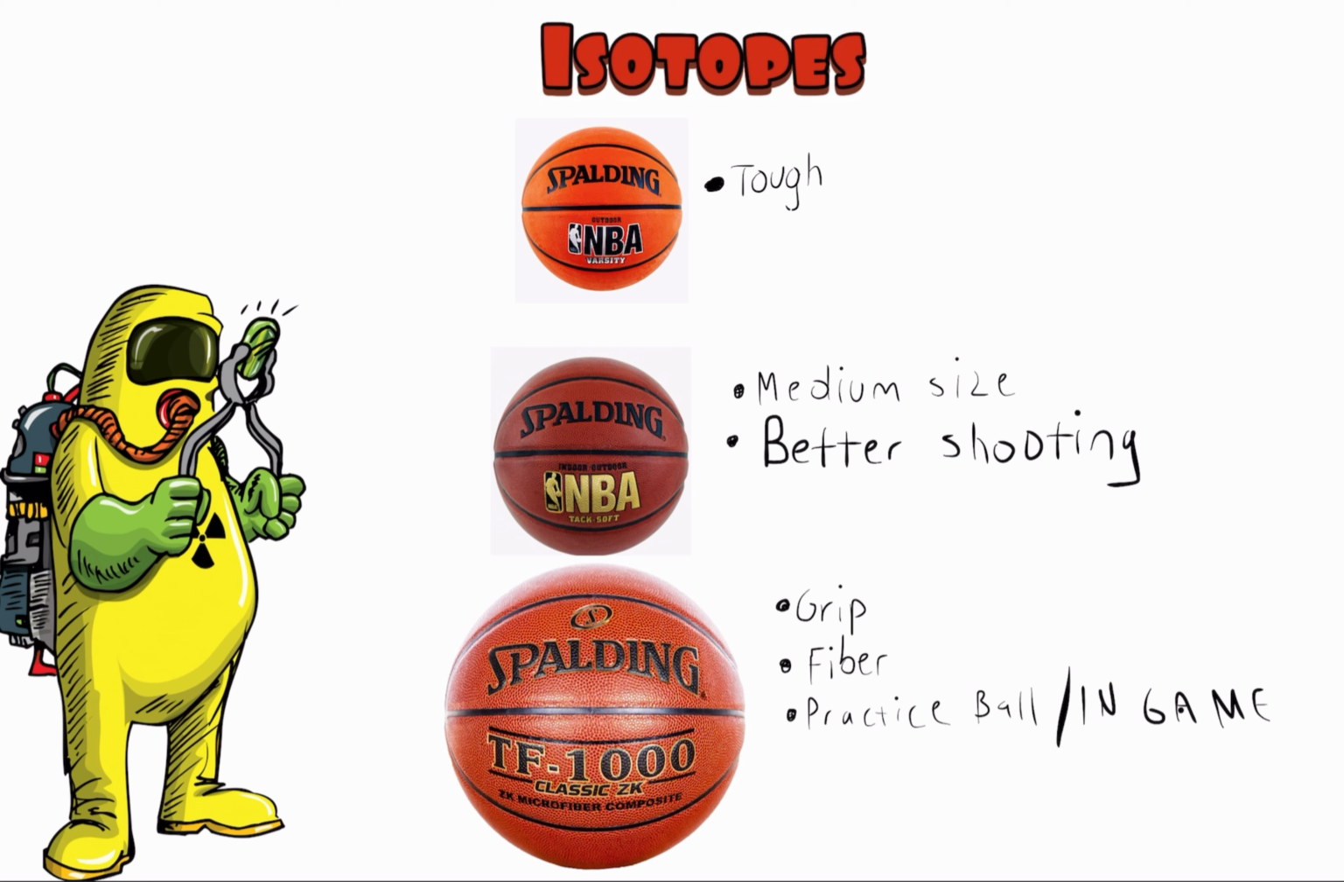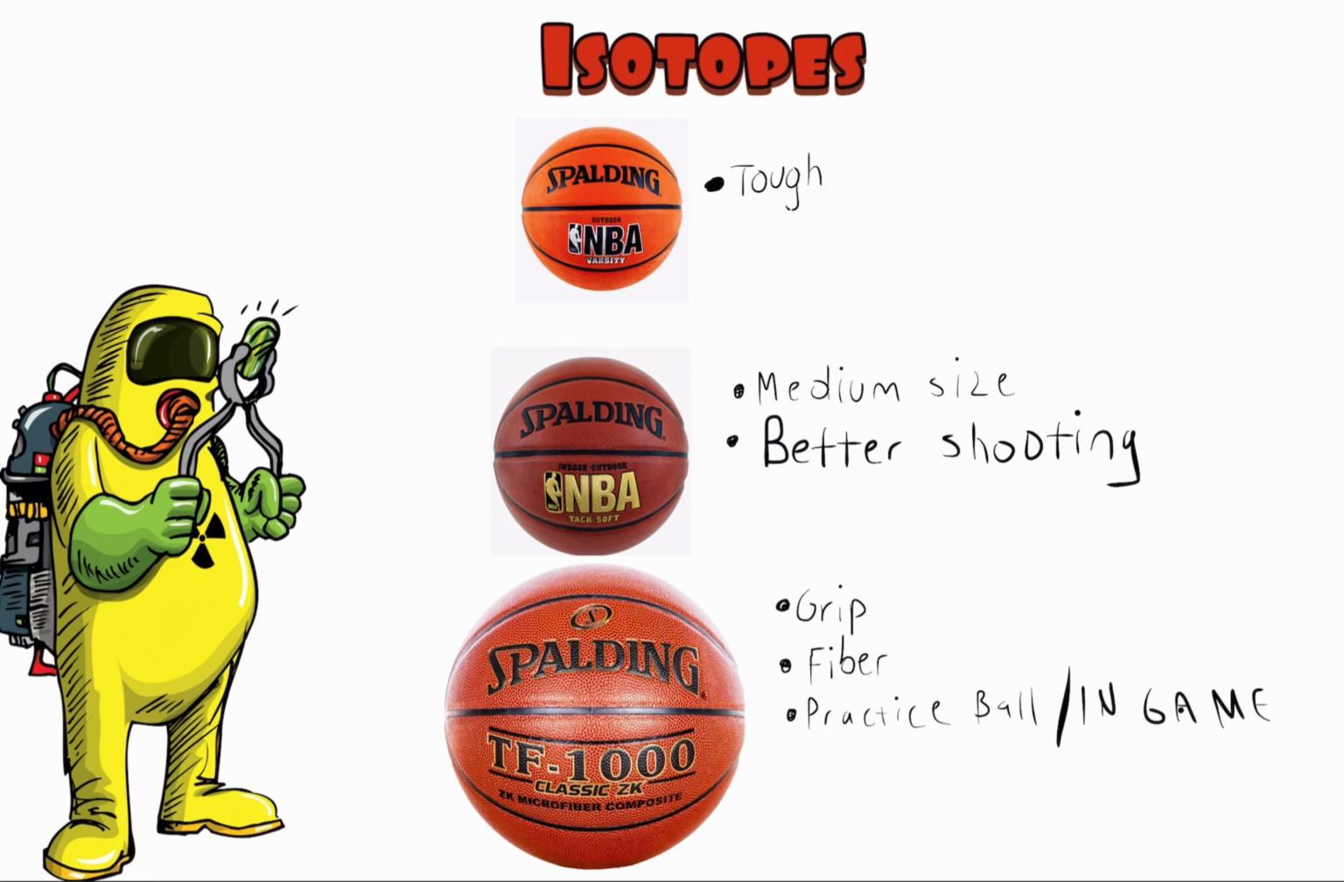Isotopes form when two or more elements contain an equal amount of protons, but they differ in the number of neutrons in their nucleus. With this difference, they also have a difference in their relative mass, but they do share the same chemical properties.